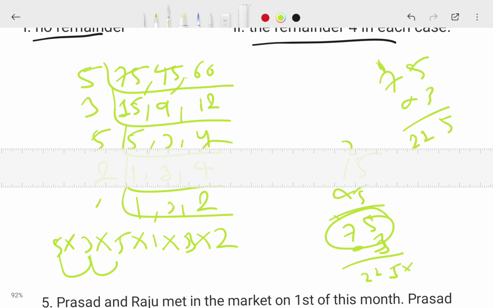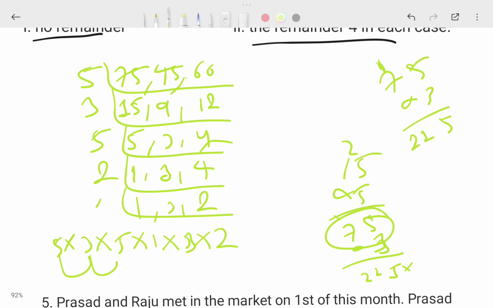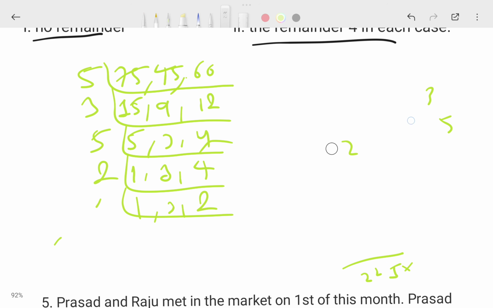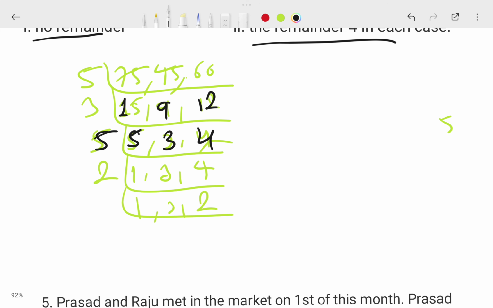Just wait a minute. This question is not very hard. Here what I did, I took 5, this is going to be 1, this is going to be 25, this is 9 times, this is 1 time, this is 12 times. In the 3 table, 15 is 5 times, 3 times, and this is 4 times. In the 5 table I did like this: 5 ones are 5, this is 3 and 4 is the remainder, so I did with 2, this is 1, this is 3 and this is 2.